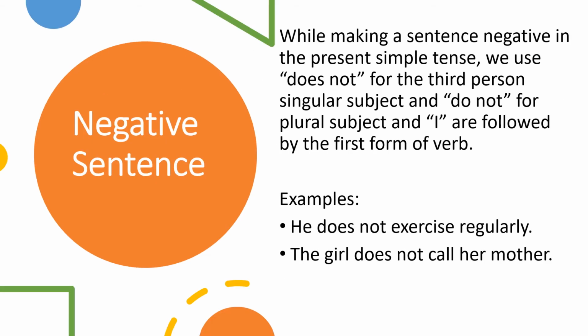Negative sentence. While making a negative sentence, we use does not for the third person singular subject and do not for plural subjects and I, followed by the first form of the verb. For example, he does not exercise regularly. The girl does not call her mother.